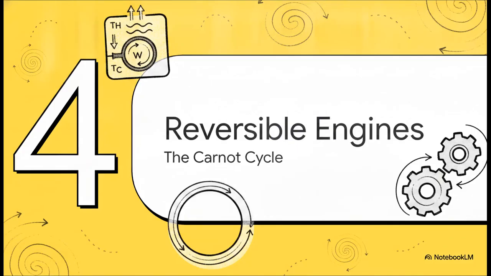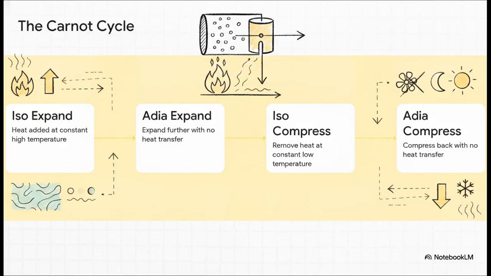This sets us up perfectly for part 4, reversible engines and the Carnot cycle. Picture a cylinder of perfect gas, equipped with a frictionless piston. We can break this flawless cycle into 4 very clean steps. First, expanding the gas while adding heat to keep it at a constant high temperature. That's isothermal. Second, expanding it even further without letting any heat in or out, so the temperature drops. That's adiabatic. Third, compressing it while removing heat at a constant low temperature. And finally, compressing it right back to the start without letting any heat transfer at all.